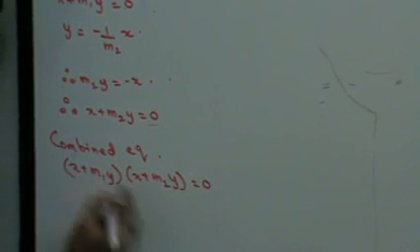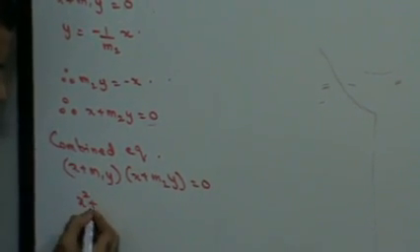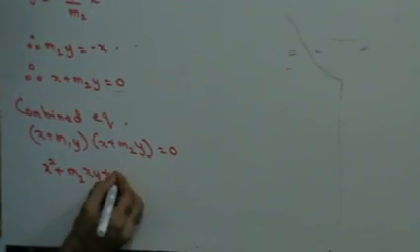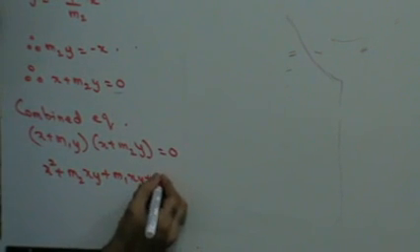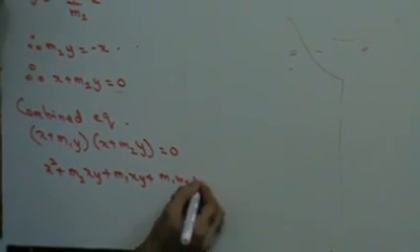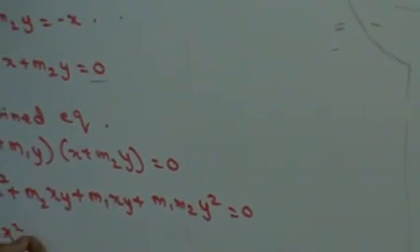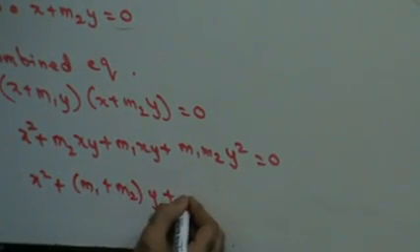But now let's expand this. This is going to be x square plus m2xy plus m1xy plus m1m2 y square is equal to 0. This can be written as x square plus, I could take xy common, so in that case I'll get m1 plus m2 xy plus m1 m2 y square is equal to 0, right? Now let's continue this. We already know the value of m1 plus m2 and m1 m2.